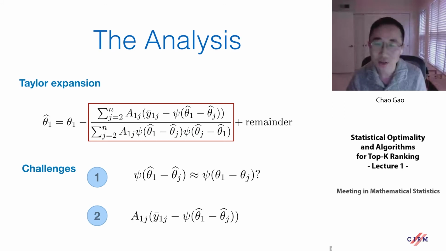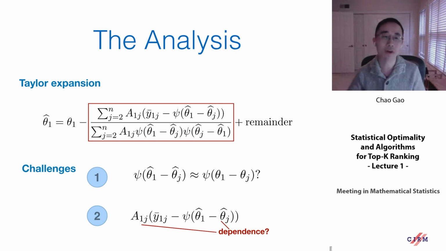Now, the second challenge is the product that appears in the numerator. As you can see, there is dependence between A1j and theta hat 1 and theta hat j. Without this dependence, we can just apply Bernstein inequality or whatever large deviation inequality you like to bound the tail probability with the correct constant. But because of this dependence, we cannot do that. So this is the second challenge, and we are going to address that as well.